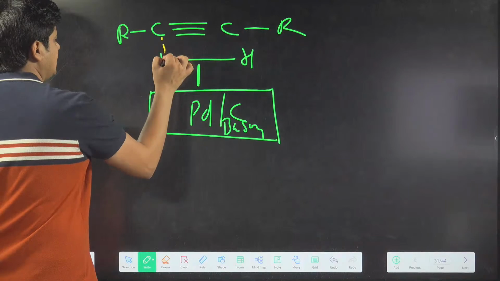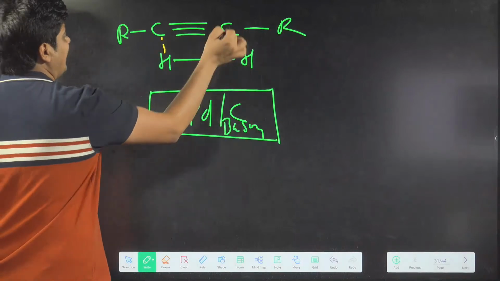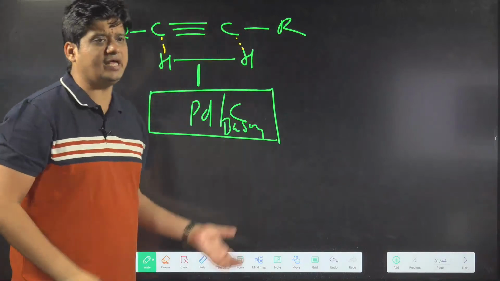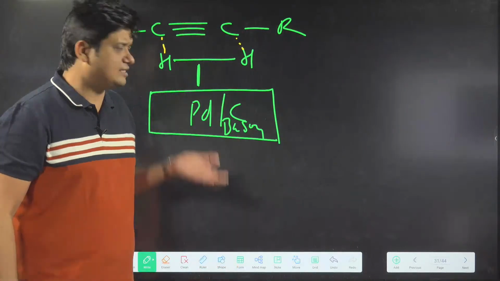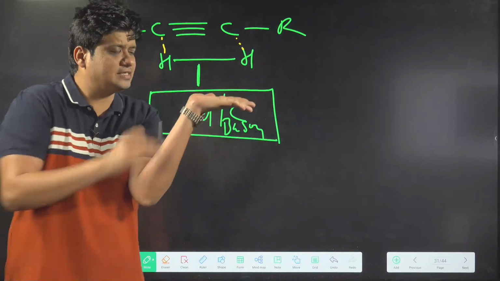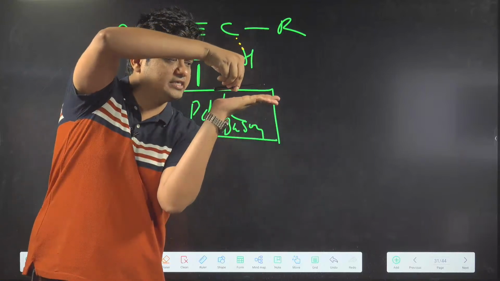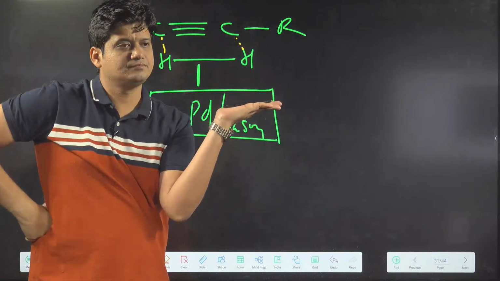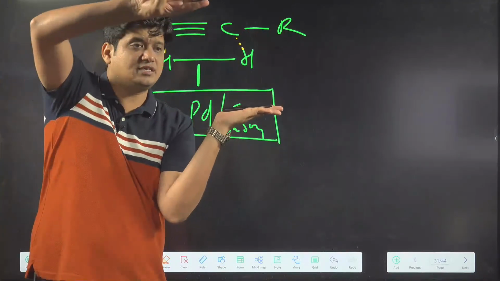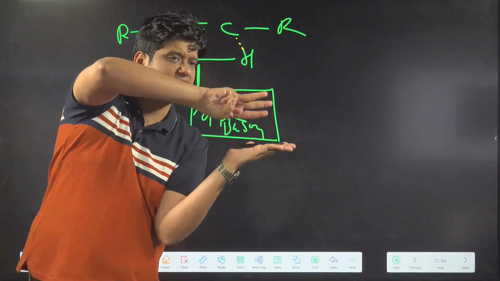This hydrogen and this hydrogen can bind to this carbon from one side only. The other side is palladium. Let's say this is the surface of palladium. Assume this is a hydrogen molecule. It is absorbed there. The triple bond, the alkyne, is coming.